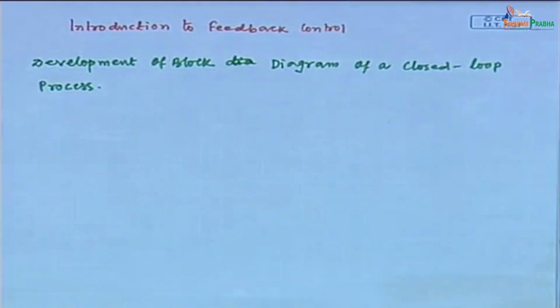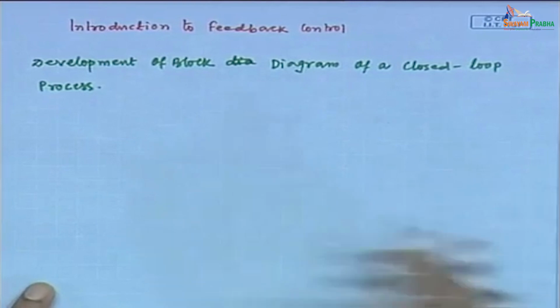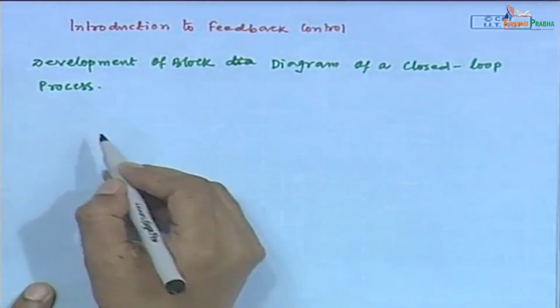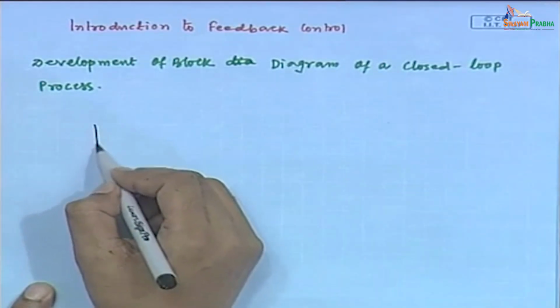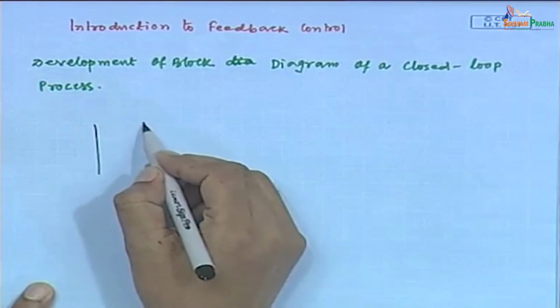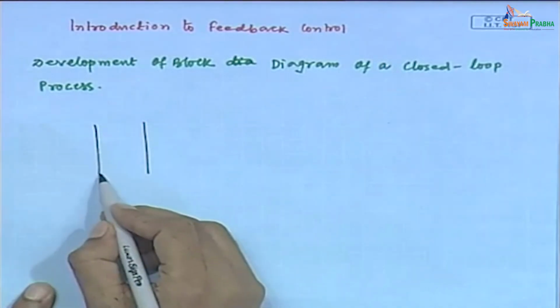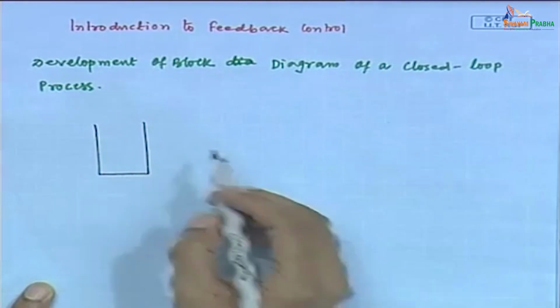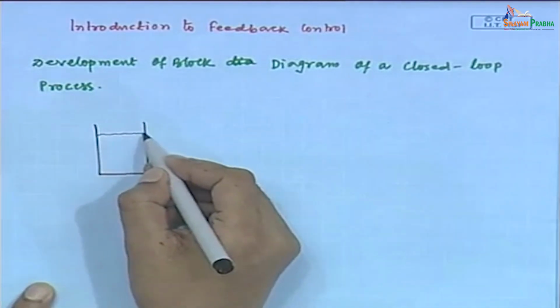We have developed the block diagram for open loop process. So, now we wish to develop the block diagram of closed loop process. For this purpose, we will consider one example, that is heating tank system.